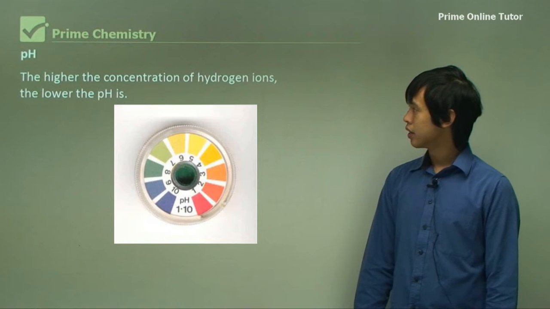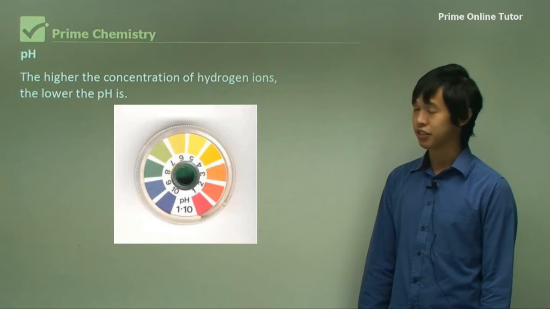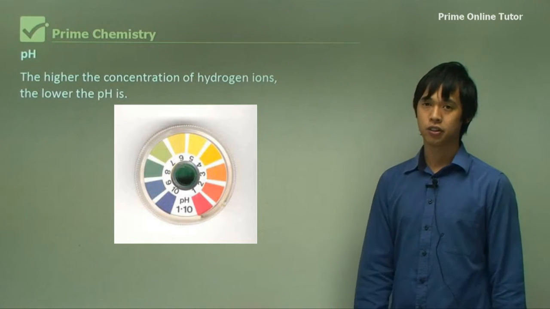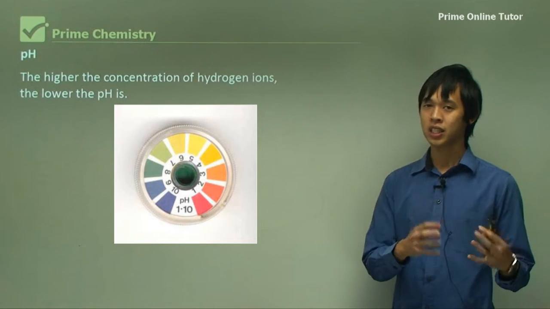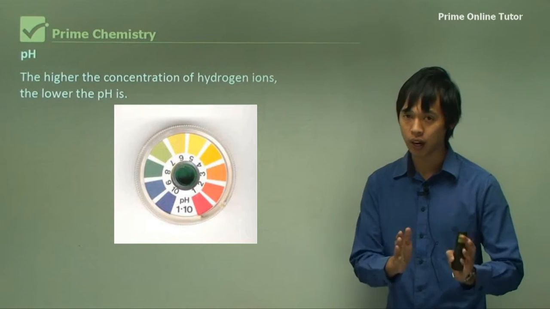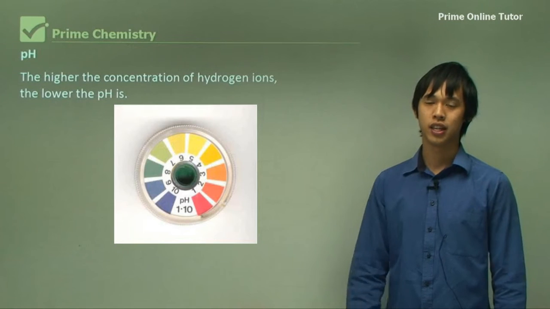Okay? So the higher the concentration of hydrogen ions, so the more hydrogen ions you have, the lower the pH. Remember? Because more hydrogen means more acidic, which means lower, going down in the pH. Okay, so down.